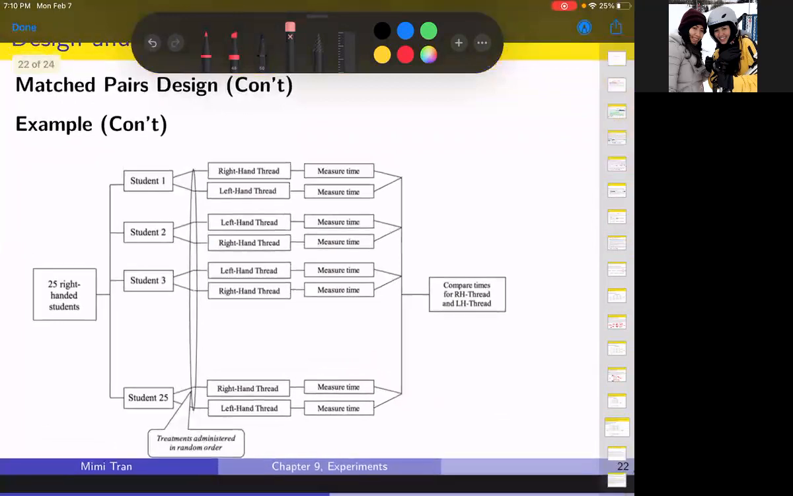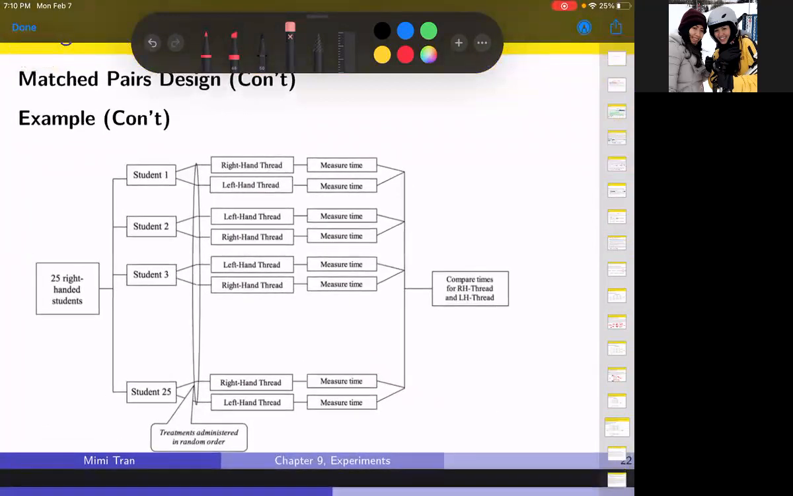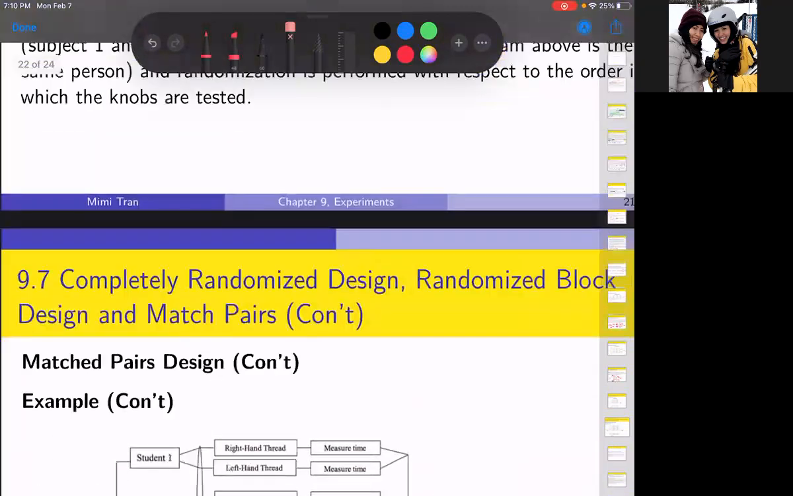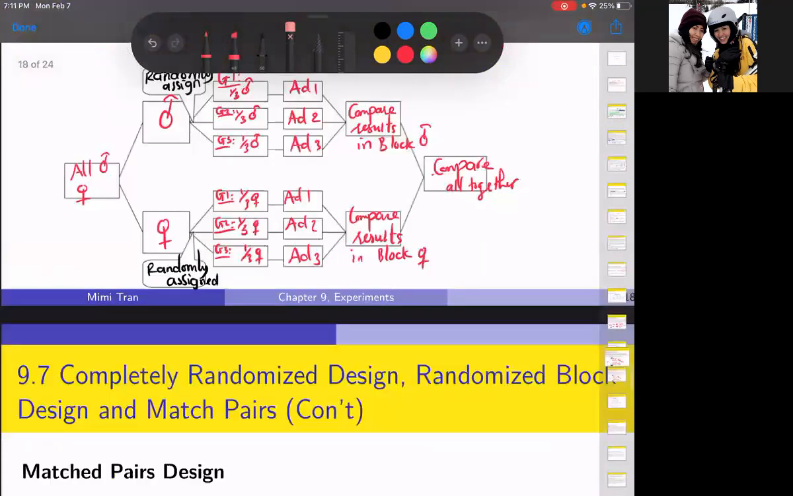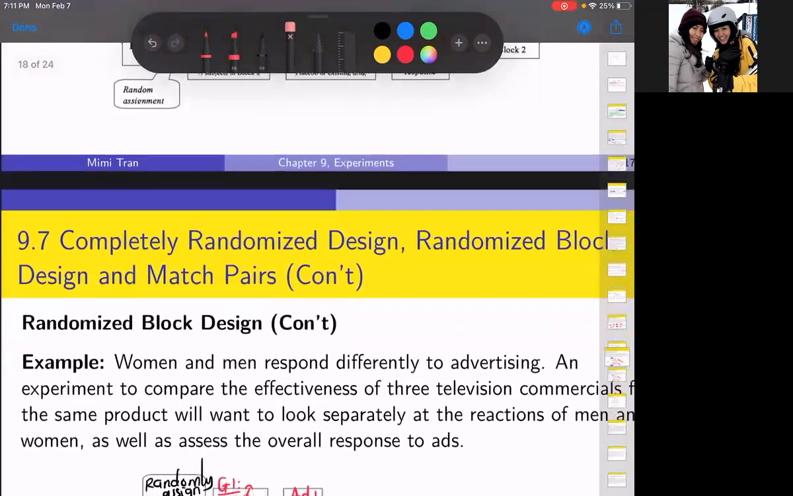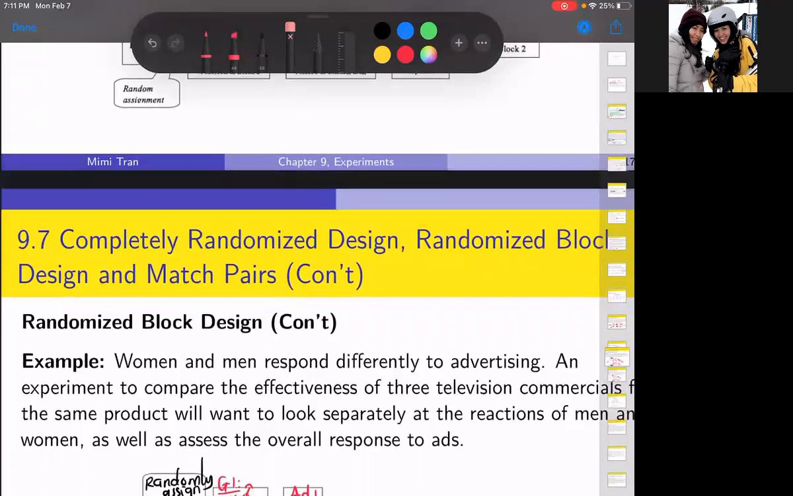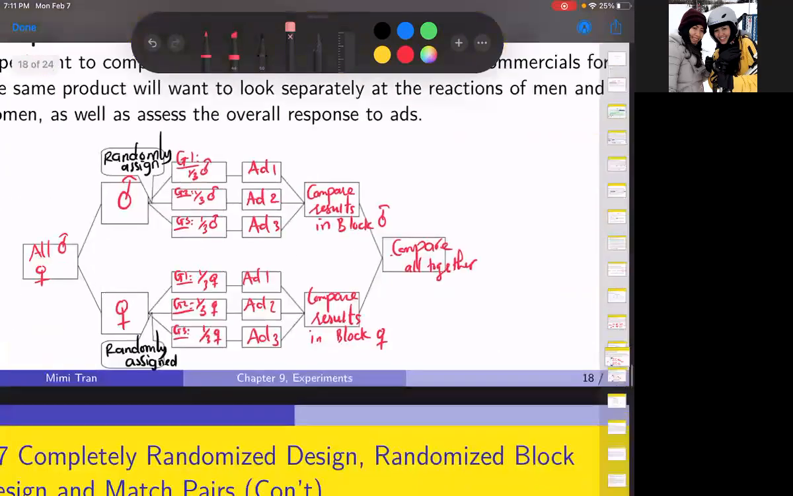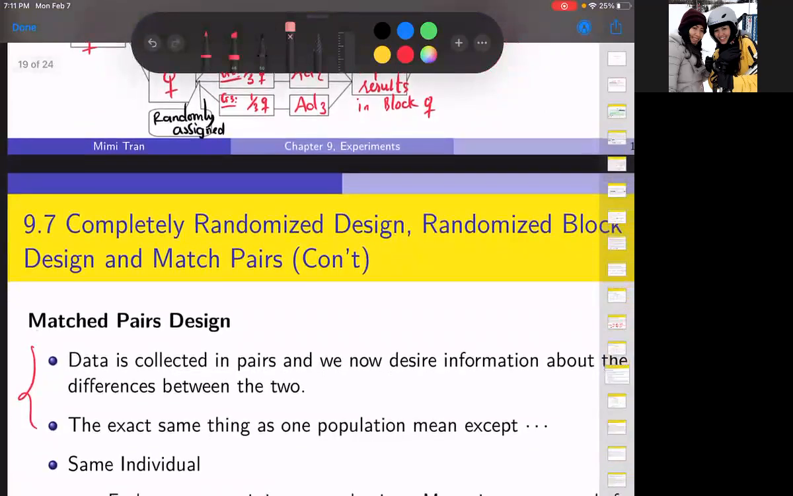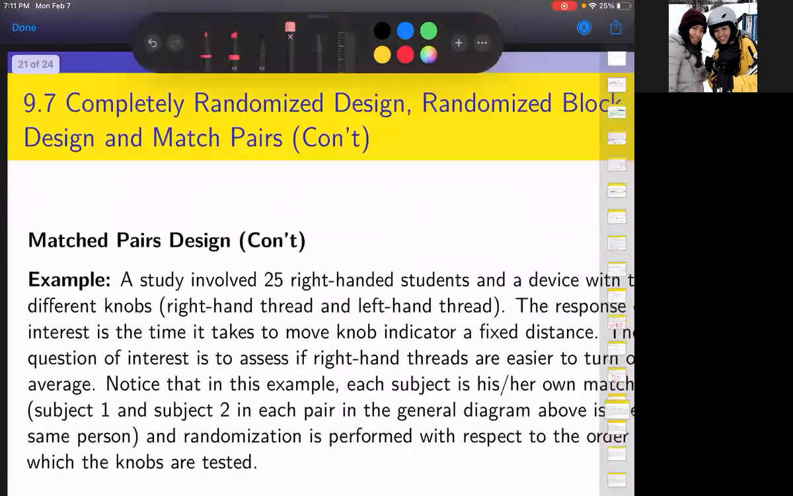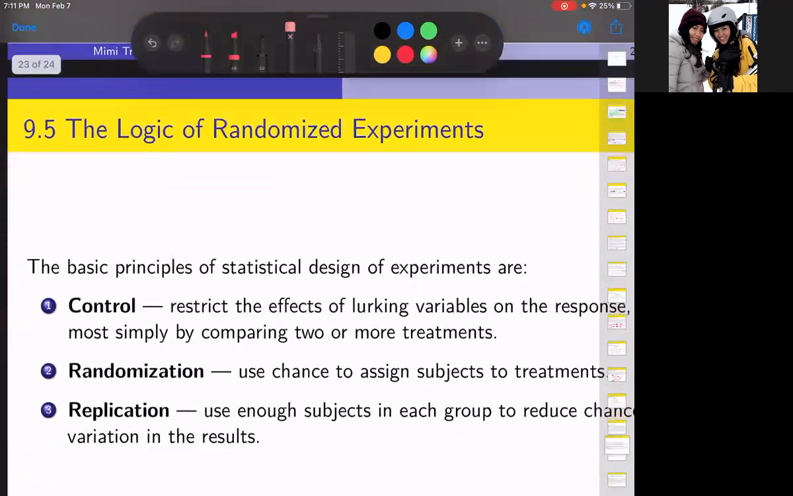Let me tell you what to expect on the exam. I will never ever make you do the matched pair design on the exam. But expect one of these: the block, the randomized block design, and then the completely randomized design. And one of those will be on the exam. You use the scenario and then you fill in the box. I'll give you the box, I'll give you the diagram. Fill them in just like we did today. Do you have any questions? Okay. Almost done. Yay, almost done.